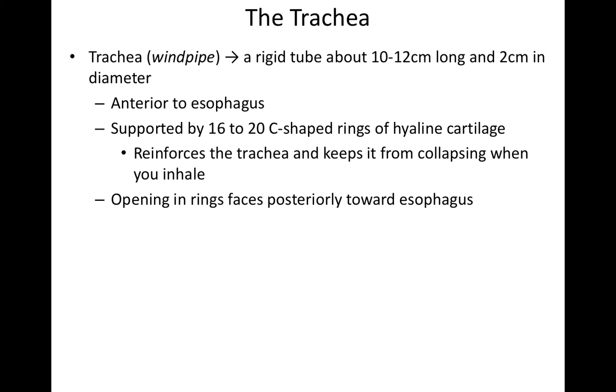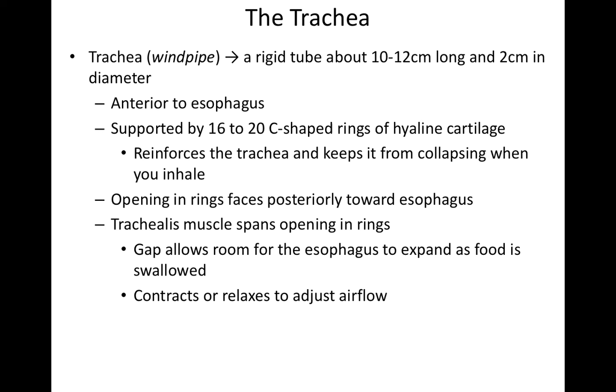Now, a C-shaped ring is not a complete ring, which means there's an opening. That opening faces posterior toward the esophagus. And that opening is spanned by a muscle called the trachealis muscle. The gap actually allows you to swallow. So the esophagus is essentially a potential space, not an actual space. It is closed down completely unless you are actively swallowing something.